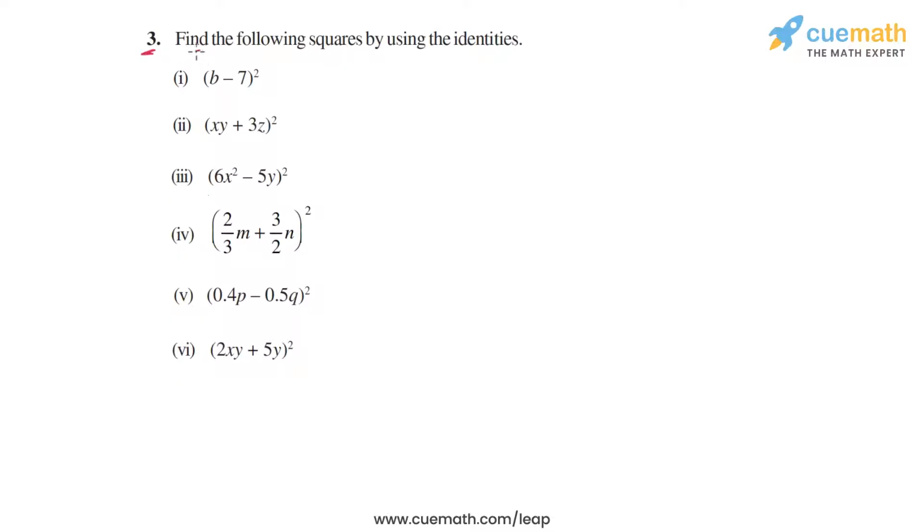In question 3, we have to find the following squares by using the appropriate identities. So let's start with the first part. In the first part, we have to calculate the square of b minus 7. So we have to calculate b minus 7 whole square. Now this is of the form a minus b whole square. So let's expand it using the appropriate identity.